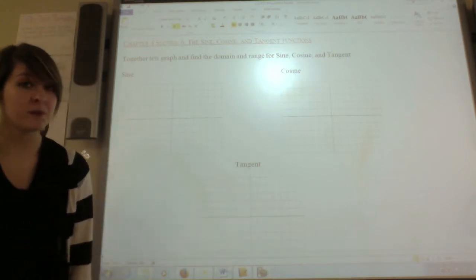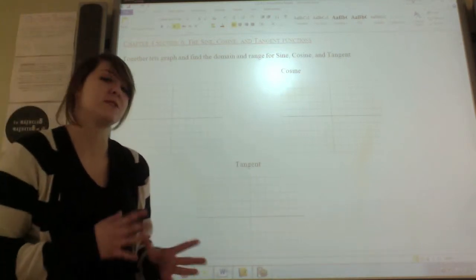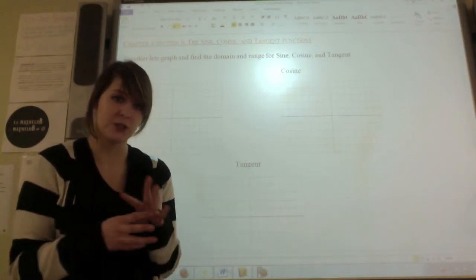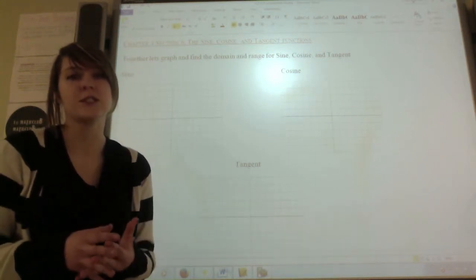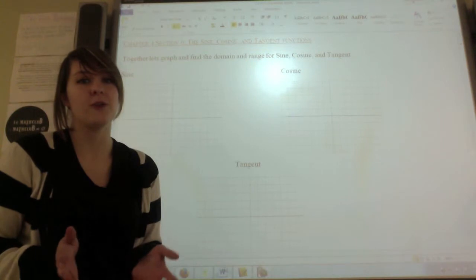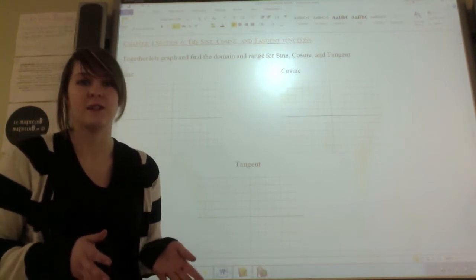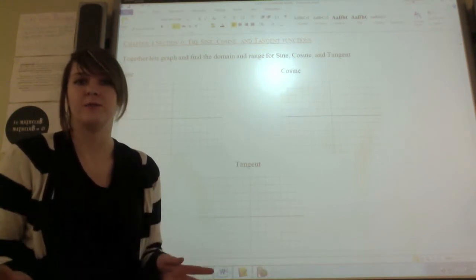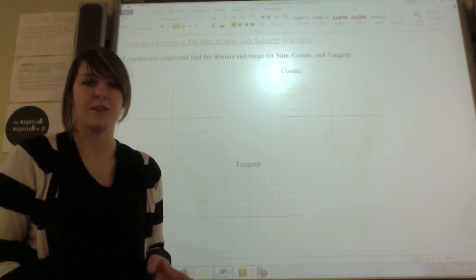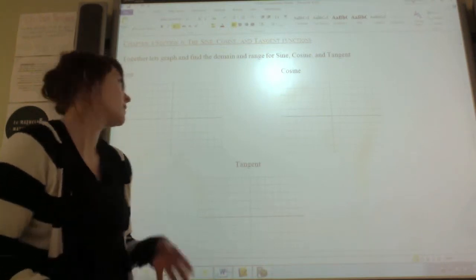And it's really important because we're going to be learning how to shift these around. We're going to learn how to stretch them and shrink them using scale changes and translations. So you have to know what the original graph looks like. That's why I don't want you using a calculator or anything to graph these. You just have to know what they look like.